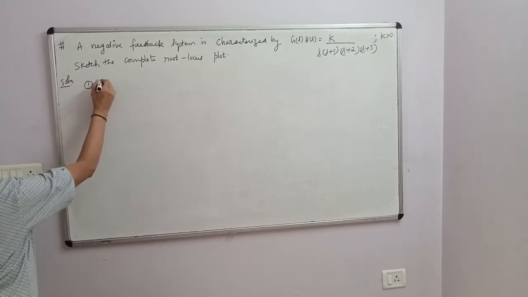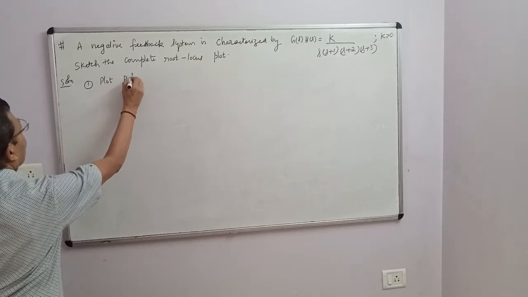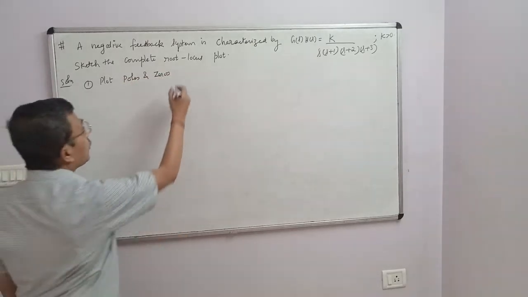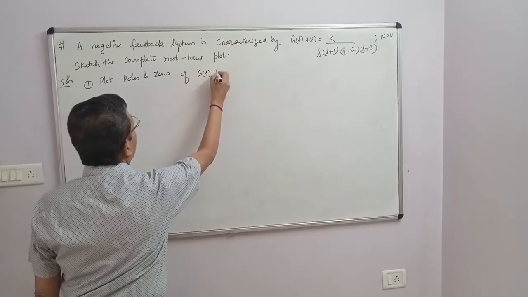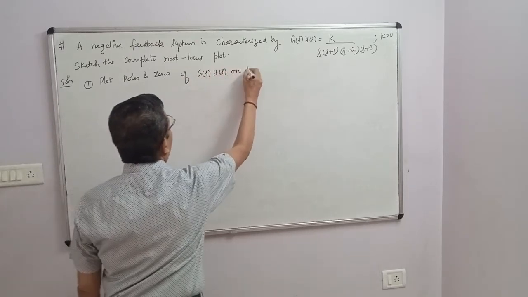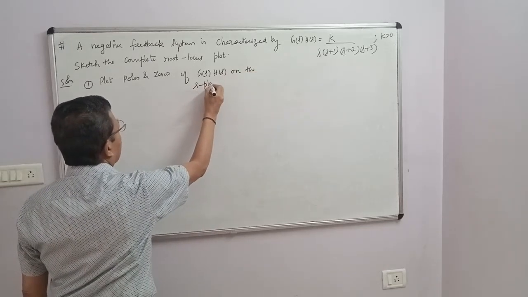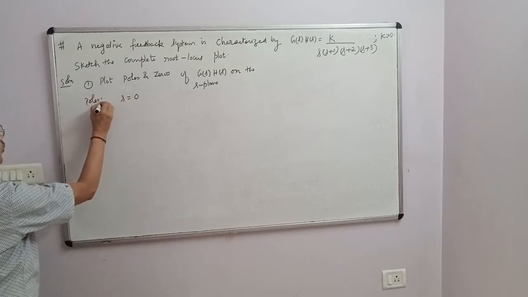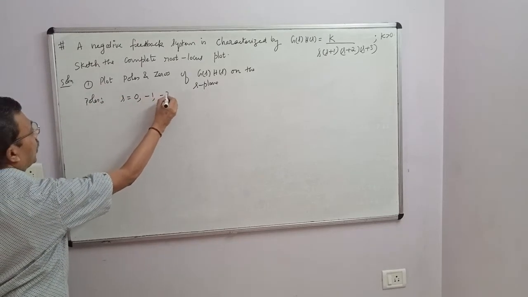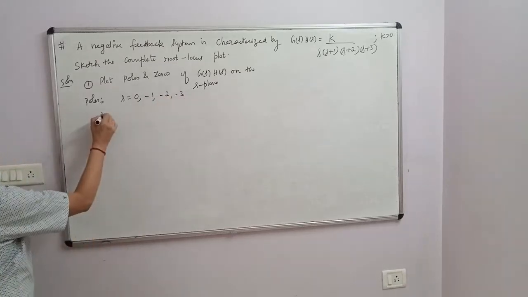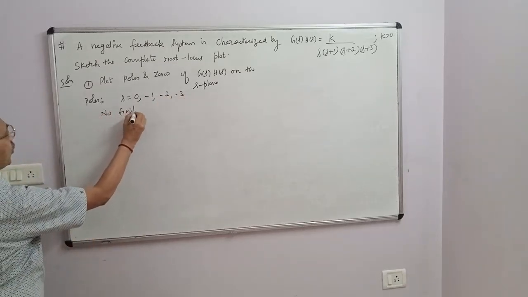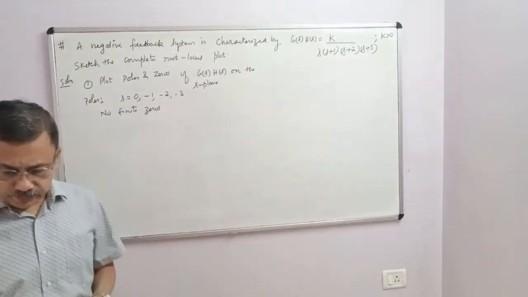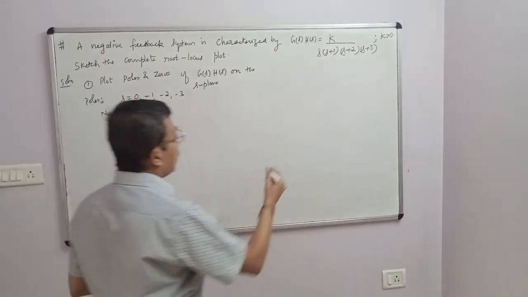Step number 1. Plot poles and zeros of G(s)H(s) on the s plane. What are the poles? The poles are s equal to 0, minus 1, minus 2, minus 3. No finite zeros. That means there are 4 zeros at infinity.